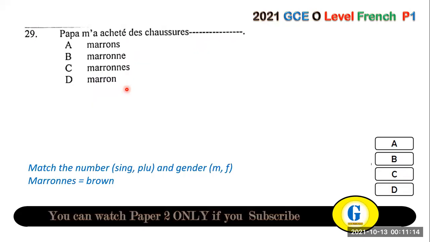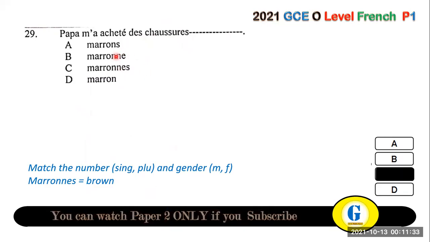Question 29, Papa m'a acheté des chaussures. So we know that chaussures, m'a acheté des chaussures. We have to match, because the chaussure here is plural, right? So you have to look at this noun, it must also match with the plural.